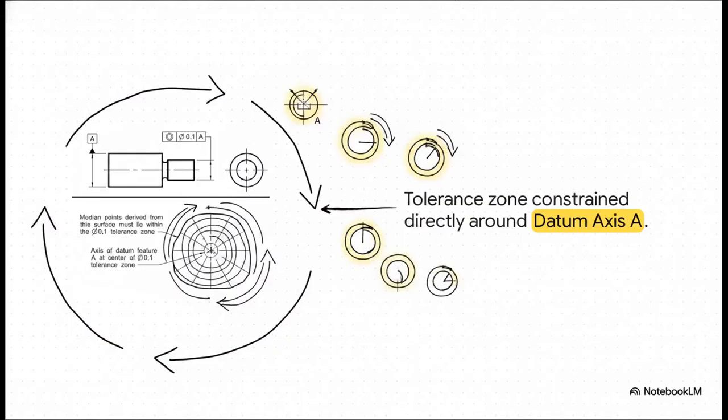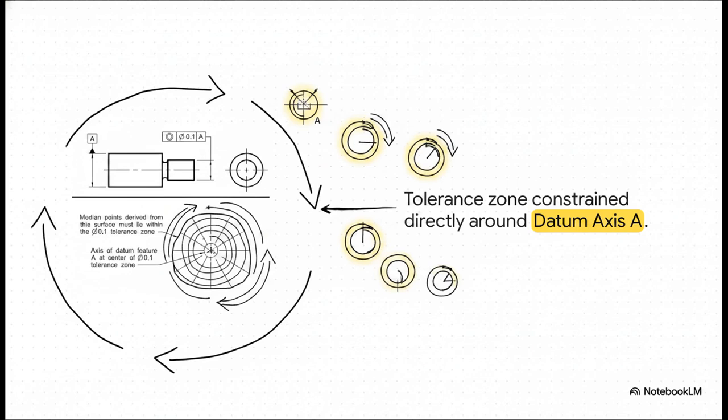So, in action, what does this look like? It looks like a tolerance zone of, say, 0.1, constrained directly around datum axis A. As the physical part rotates, the median points derived from that surface must all lie perfectly within that specified 0.1 tolerance boundary, relative to datum A. Remember, it's a single circular cross-section evaluation. You aren't sweeping the whole cylinder at once here. You are checking one specific slice.